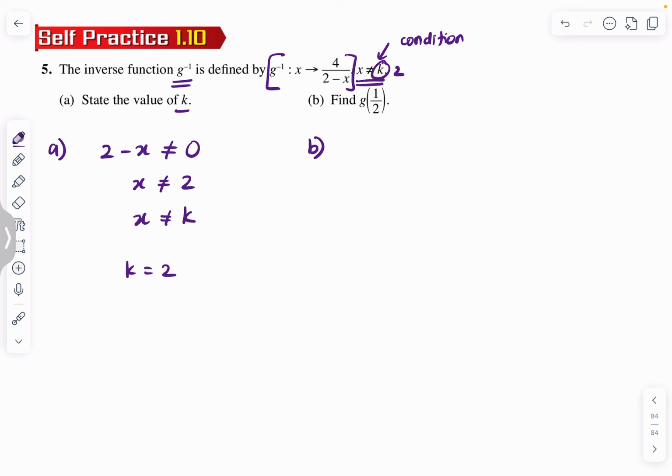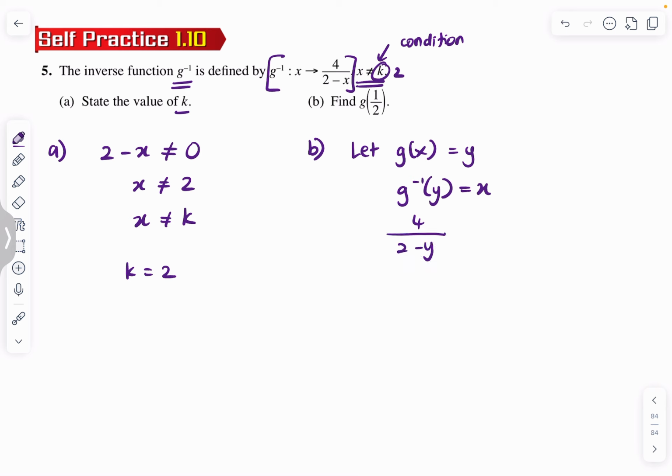Right, B. Find g(1/2). Okay, let's first find g(x). To find g(x), the steps are like this. We let g(x) equal y. And then g we bring there becomes g inverse of y. So g inverse of y equals x. We know g inverse of x is 4/(2 minus x). So g inverse of y will be 4/(2 minus y).